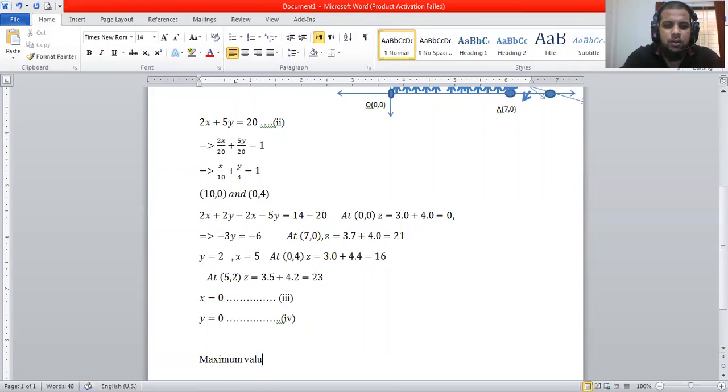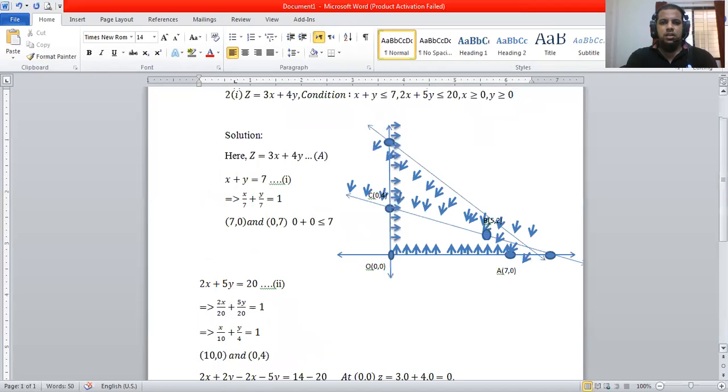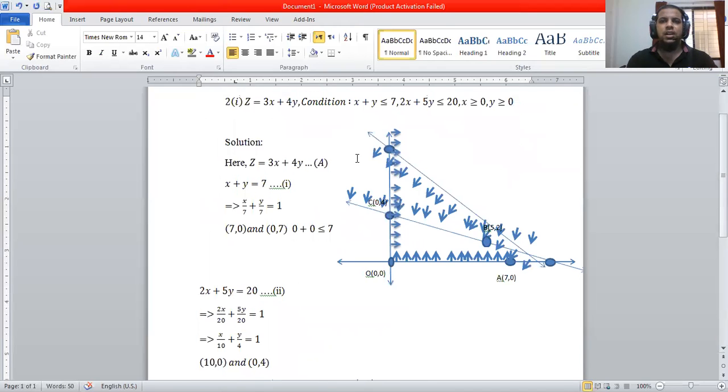So the maximum value of z for this problem is z equal to 23. Okay, so it is the end of our problem, and along with it the end of our class. Hopefully all of you can understand the solution, how to solve the problems.